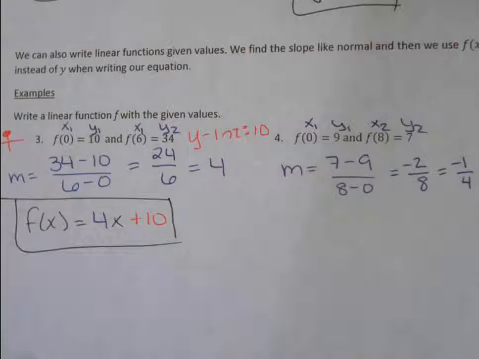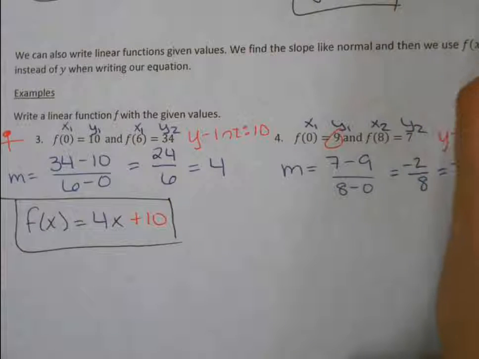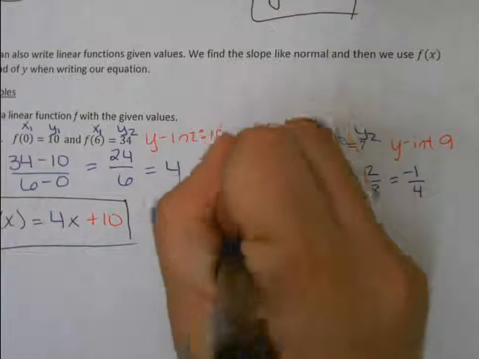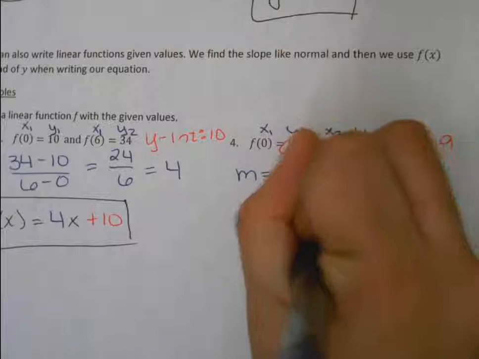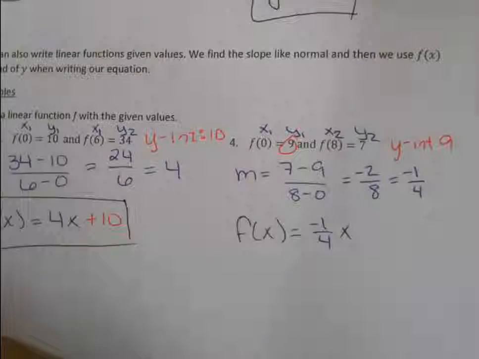Negative 1 over 4. And then what's my y-intercept here? 9. It's whatever has the 0, ooh, that's not the same, the 0 for the x. So then I plug it in. I'm going to write f of x equals negative 1/4 x plus 9.